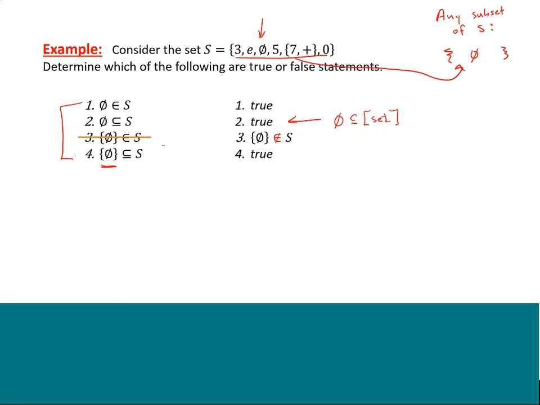So the question here is what happens if you did something else? Suppose you pulled in an E. That's totally fine. That would also be a subset of S. You could also do something crazy. You could throw in a 5. You could throw in the empty set. You could even throw in that weird set that has the 7 and the plus. That whole mess would also be a subset of S.